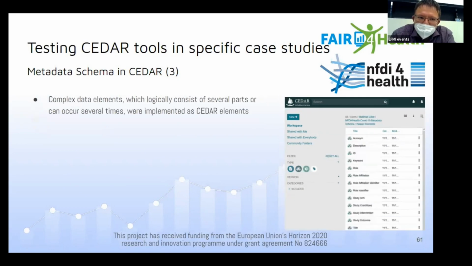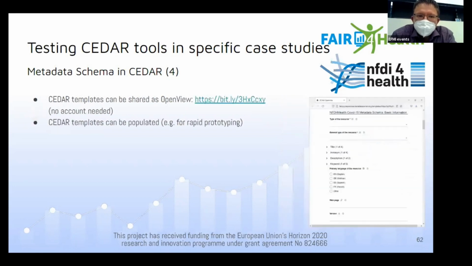And then we built some complex data elements. So for instance, you have multiple values or you have combined values that logically build on each other. This would be realized in CEDAR with the elements artifact. And finally, you can build templates as has been shown before.